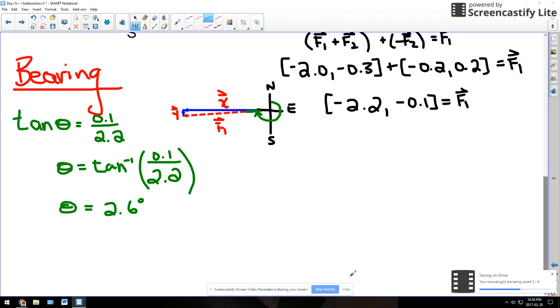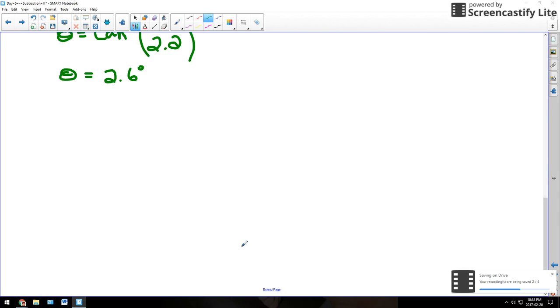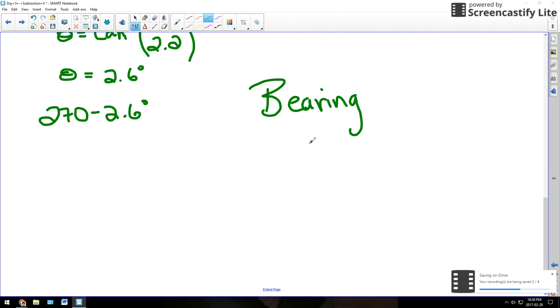So to finish the question and to get our bearing, we're going to do 270 subtract 2.6 degrees, which gives us a bearing of 267.4 degrees.